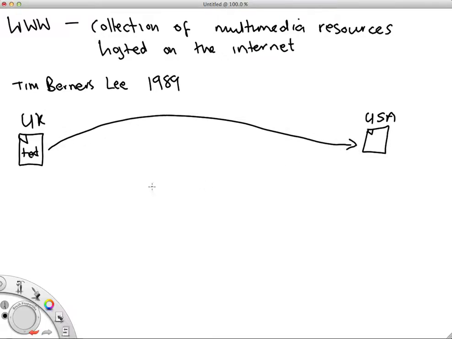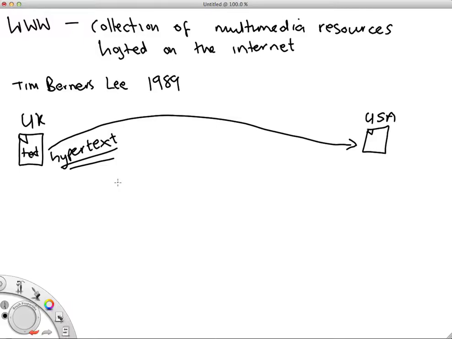He came up with this idea of using something called hypertext to write text on a document that, when I click on it, will automatically take me to another page that is not necessarily on my computer. And that was the key, because hypertext actually existed before Tim Berners-Lee implemented it into the World Wide Web.